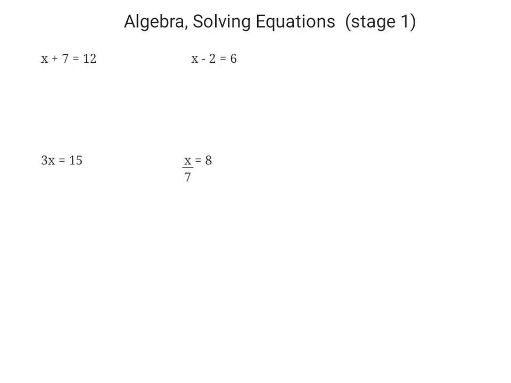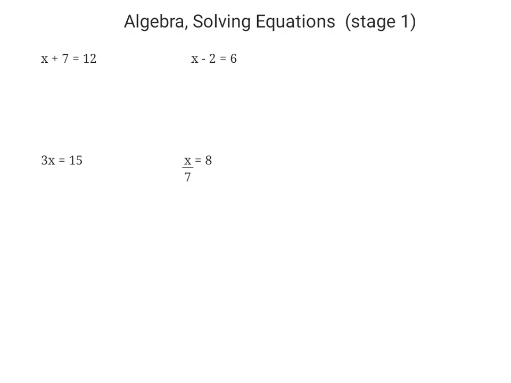In each of these examples there's just one thing happening to x. In the first one we're adding 7 to x. In the second one we're subtracting 2 from x. In the third one we're multiplying x by 3, and in the fourth we're dividing by 7. Our aim is to cancel out those actions, and we do that by doing the opposite to both sides, because these are equations. It's got to be equal on both sides.